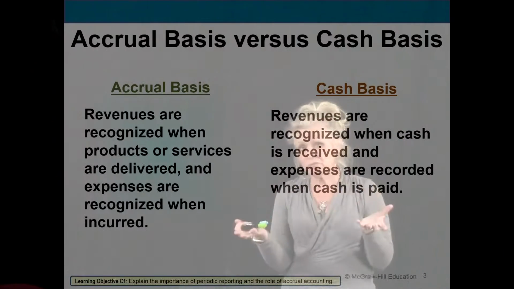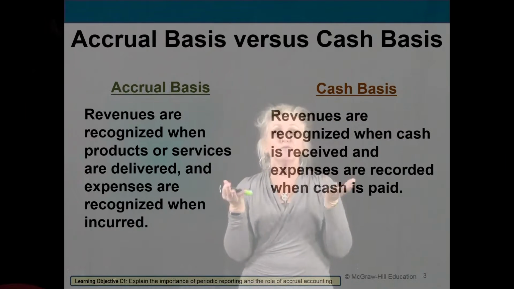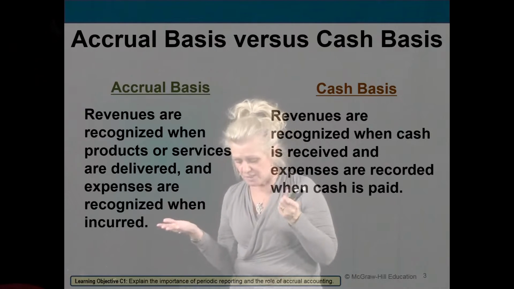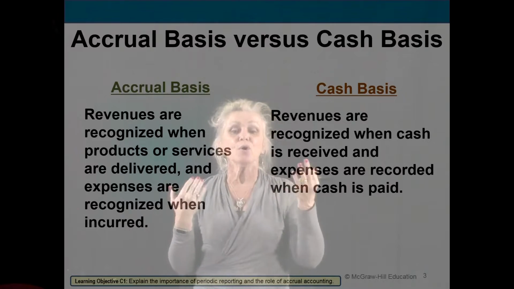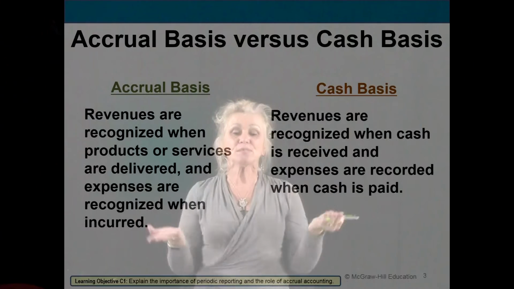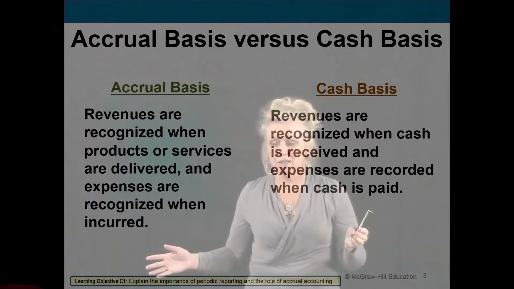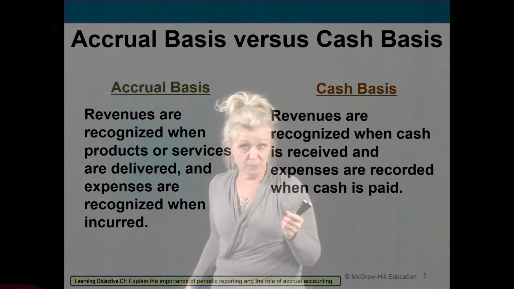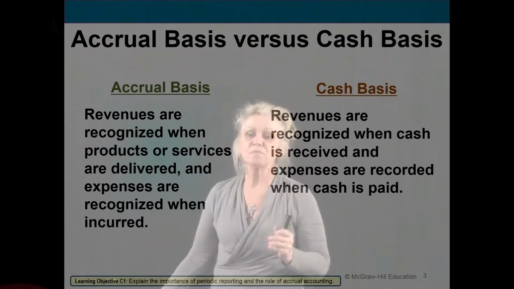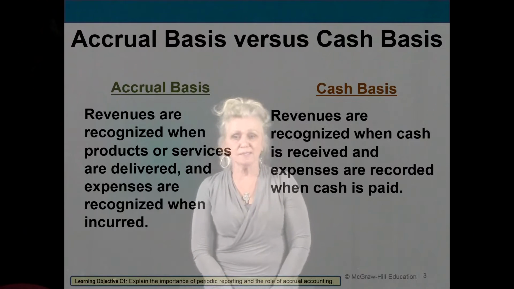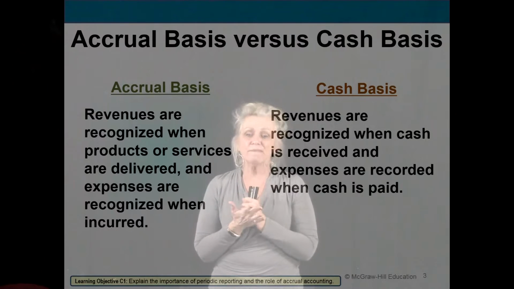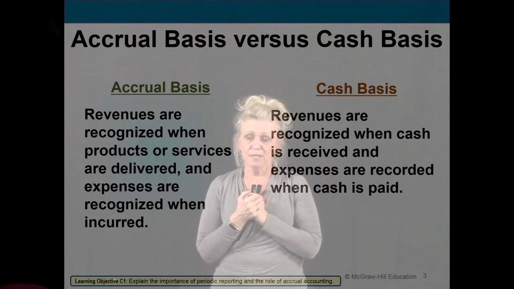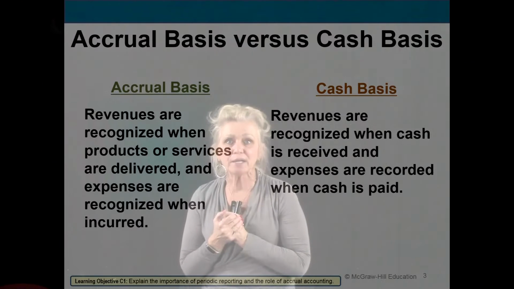So we have two different kinds of bases for accounting. You're going to find as we go through the semester that I'm going to say you can choose this option or this option, and then once you choose that option, there are rules that have to be followed, GAAP, generally accepted accounting principles. So accrual basis says, and this is very important, you probably want to memorize this, revenues are recognized when products or services are delivered, and expenses are recognized when incurred.